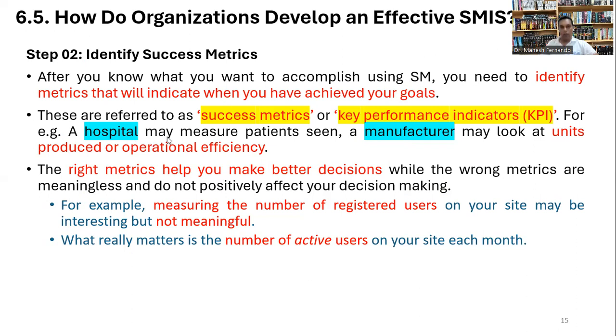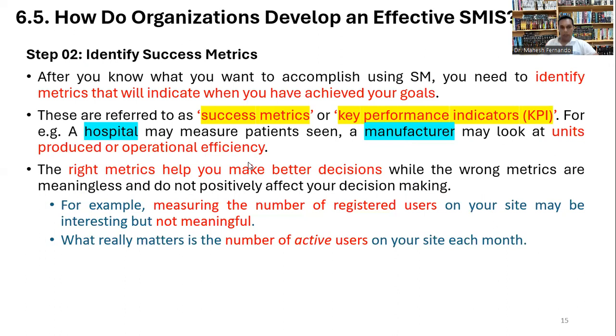For example, a hospital may measure patients seen, or a manufacturer may look at units produced or operational efficiencies as KPIs in their related business. Likewise, in social media also, we need to have some KPIs. The right metrics help you make better decisions, while wrong metrics are meaningless and do not positively affect your decision making. Most of the time, if we don't have the right metrics, we might not get the correct idea about the measurement and how much we have achieved. So you need to have the right metrics in your hand to measure your performance.